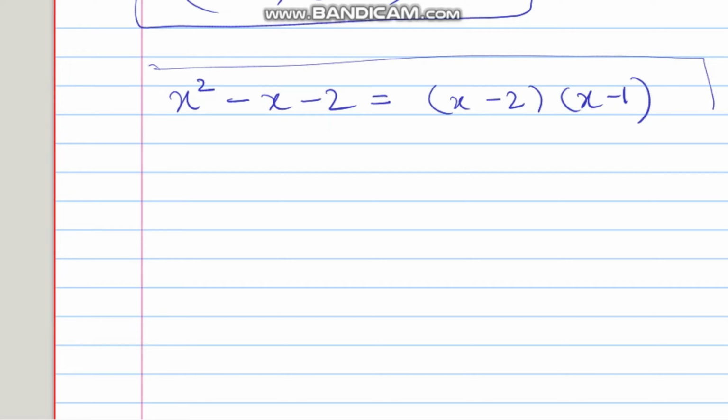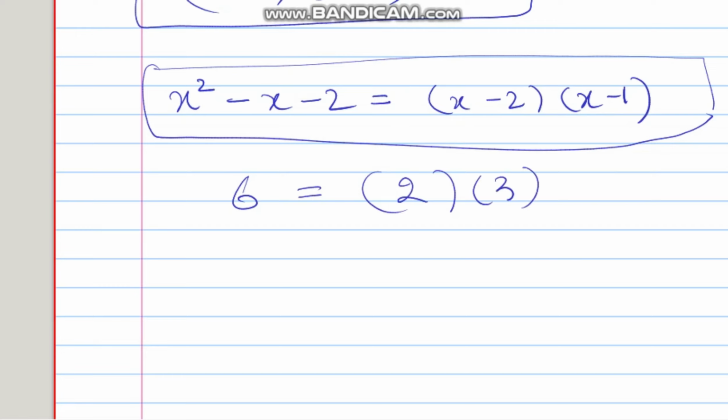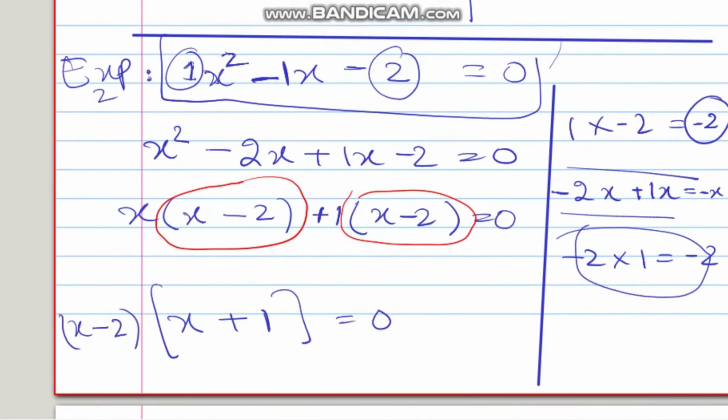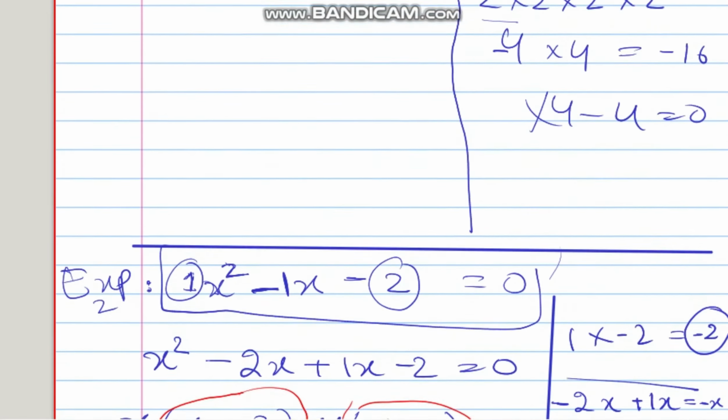I told you before that the factorization of 6 will be 2 into 3. So what is the factorization of this equation? It will be x minus 2 and x plus 1. So just check the analogy between numbers and equations. I want to tell you this thing which is very important. So this is the method of factorization.